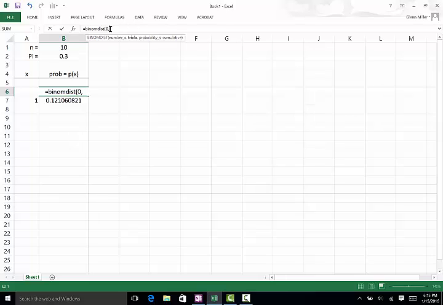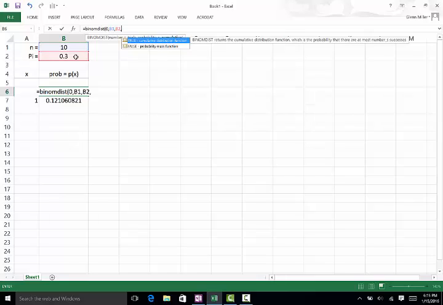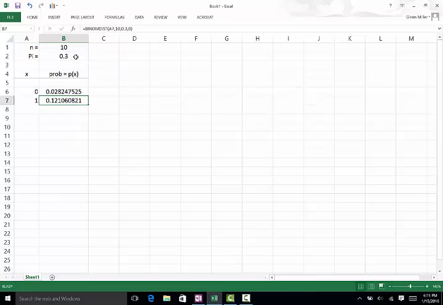0. Then comes the number of trials, that's 10. Probability, that's the probability of success again. And then this final argument is either true or false for cumulative or just the probability of this individual value. Cumulative would give me the probability of a value and all the values below it as well, added together. So that's 0.028 is the probability that nobody would click. We would expect that to be small, given that there's a 30% chance for an individual.